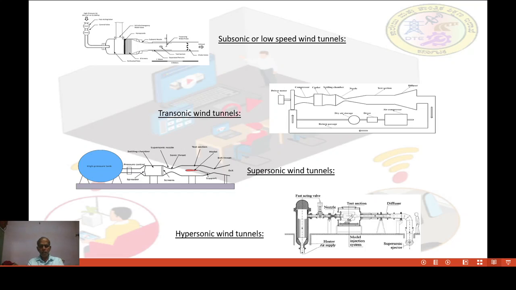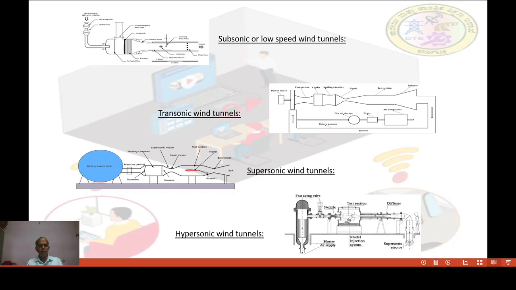Velocity of air in the test section of such wind tunnels can be up to 1715 meters per second. This is accomplished using convergent and divergent nozzles. Power requirement for such wind tunnels is very high.